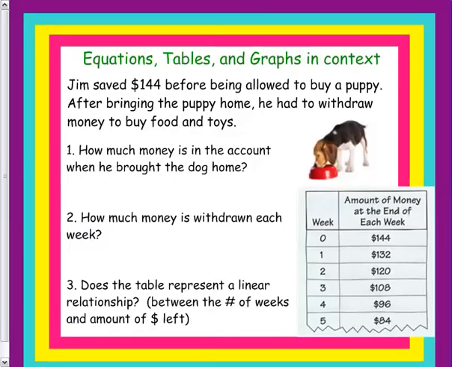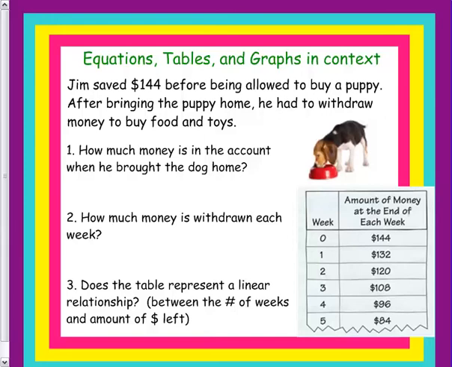All right, so Jim saves $144 before being allowed to buy a puppy. After bringing the puppy home, he had to withdraw money to buy food and toys. How much money is in the account when he brought home the dog? How much money is withdrawn each week? And does the table represent a linear relationship between the number of weeks and the amount of money left?